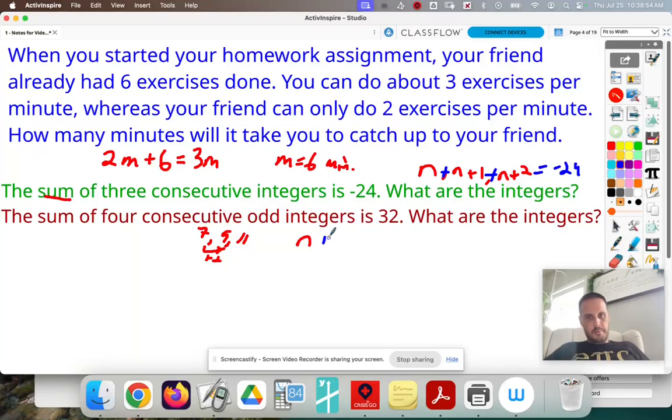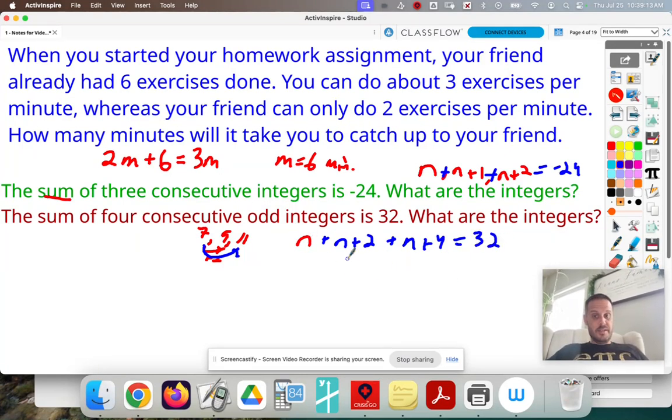And this would be n plus 2. I know that's an even number, but you add 2 every single time to get to the next one. And if I make 7 be n, I have to add 4 to get this one. So plus n plus 4 equals 32. Okay, and so I will let you guys solve these. I'm not going to bother. But, oh, there's a fourth odd integer. So we need plus n plus 6 equals 32.